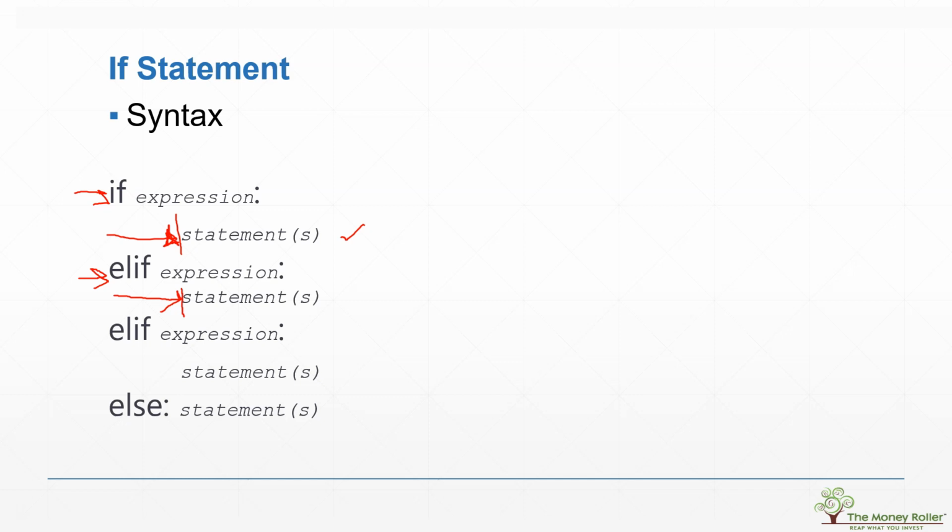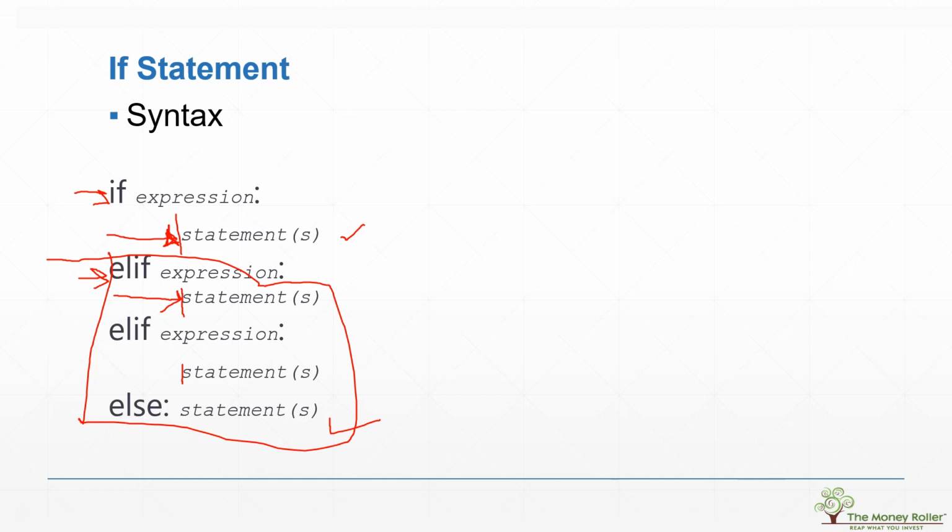Else if some other statement is true, this is going to run, and finally else, if none of these statements are true, this statement is going to run. Obviously, else if and else are optional. Only the if and the statement are mandatory once you start with the if statement.